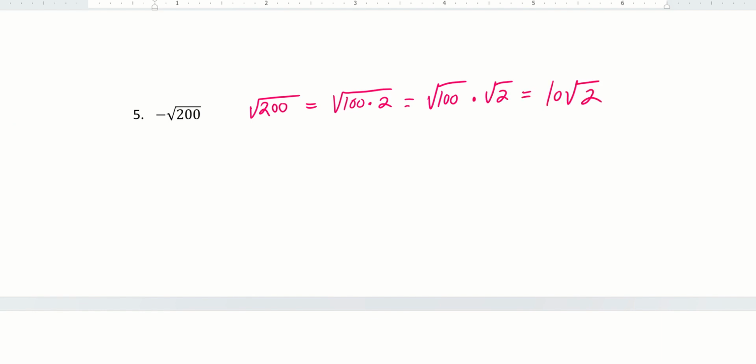Okay, here we have negative square root of 200. So I'm just going to take the square root of 200 out by itself, and I know that there's a perfect square factor of 200, which is 100. Square root of 100 is 10, so I have 10 times the square root of 2, and then I'm just going to bring my negative over.